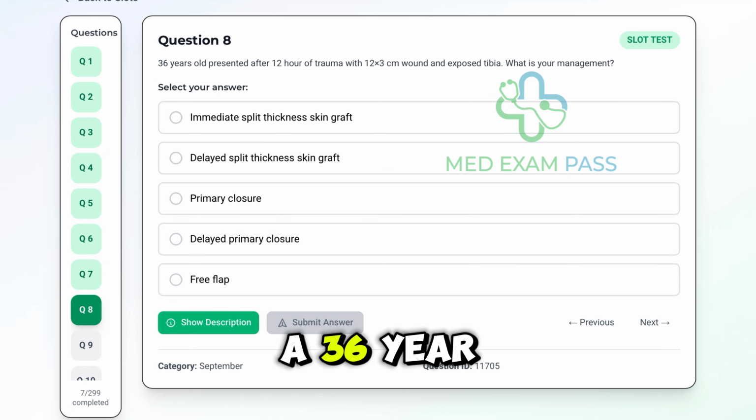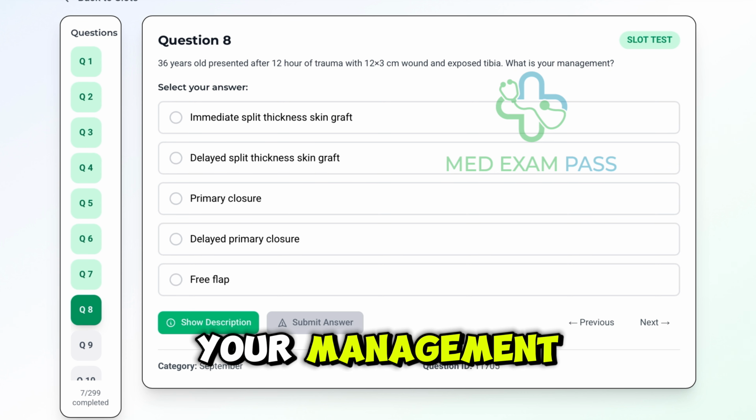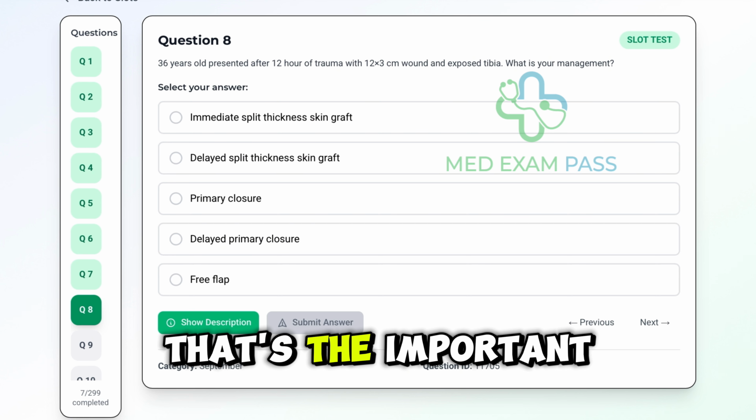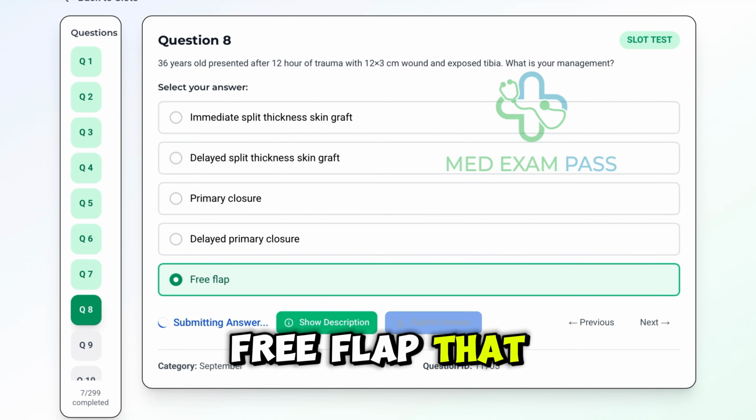Question number 8. A 36-year-old presented after 12 hours of trauma with a 12 into 3 centimeter wound and exposed tibia. So what is your management? So exposed tibia, that's the important thing. So it is the free flap. That is the correct answer.